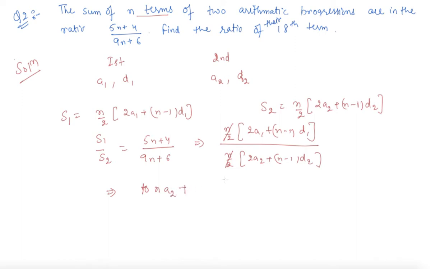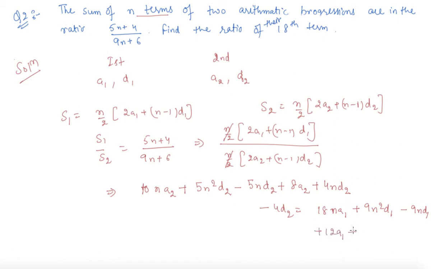This will be 10n a2 plus 5n square d2 minus 5n d2 plus 8a2 plus 4n d2 minus 4d2 equals 18n a1 plus 9n square d1 minus 9n d1 plus 12a1 plus 6n d1 minus 6d1. So this is the relation we get after cross multiplying.